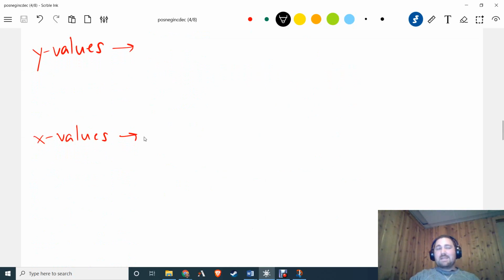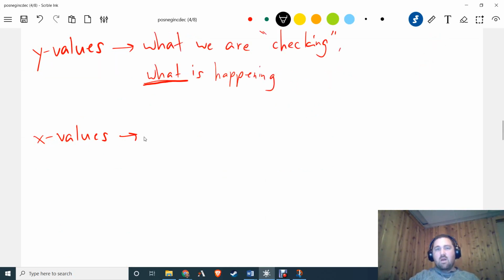It's easy to get mixed up about which one we're looking at when. So, y values are what we are checking. We are looking at y values to answer the question, is it positive or is it negative? Another way of thinking of it, y is what's happening in the table. The y value is the thing that's saying, hey, I'm positive, I'm negative.